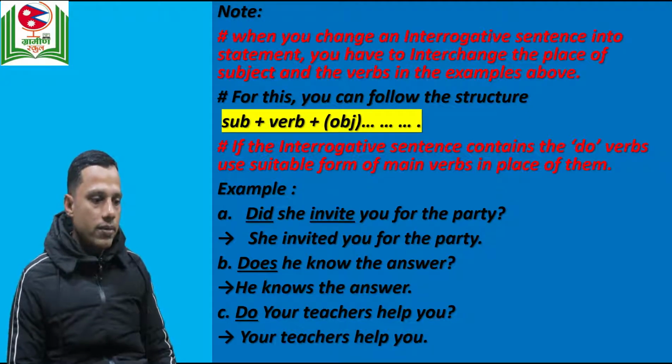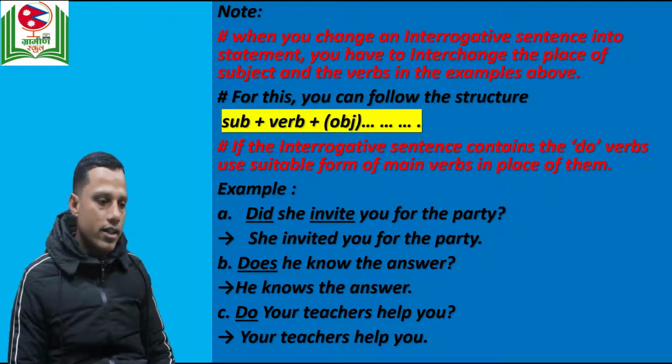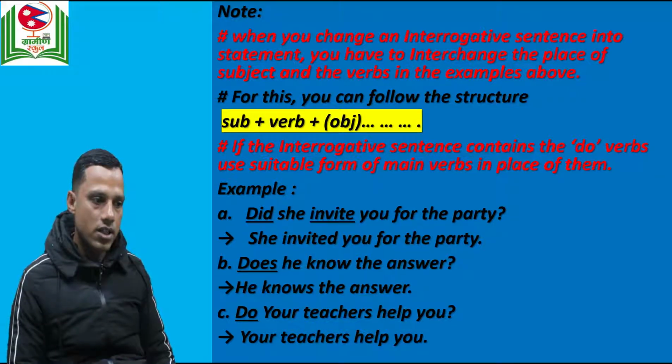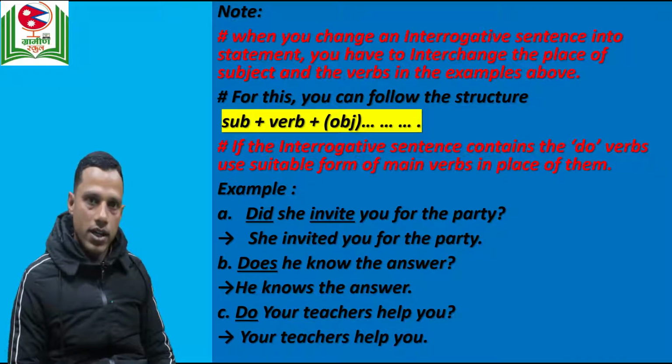Now, next point we have: if the interrogative sentence contains two verbs, then you have to use the suitable form of the main verbs in place of them. For example, let's see number A. Did she invite you for the party? Yes, it is in interrogative form, right?